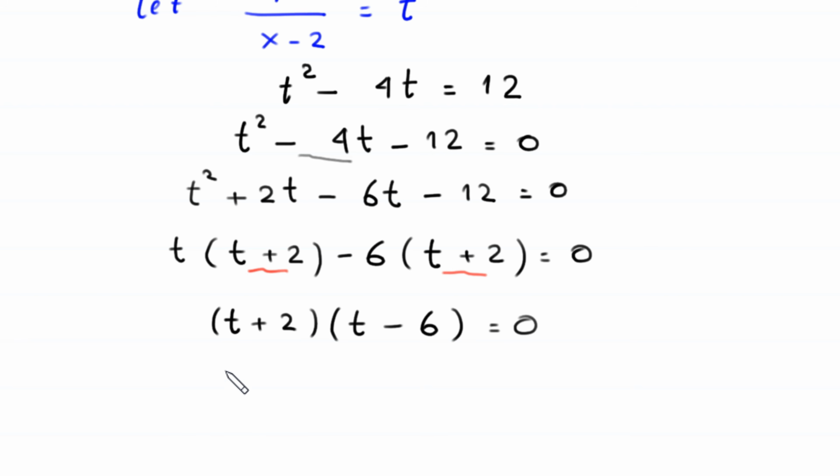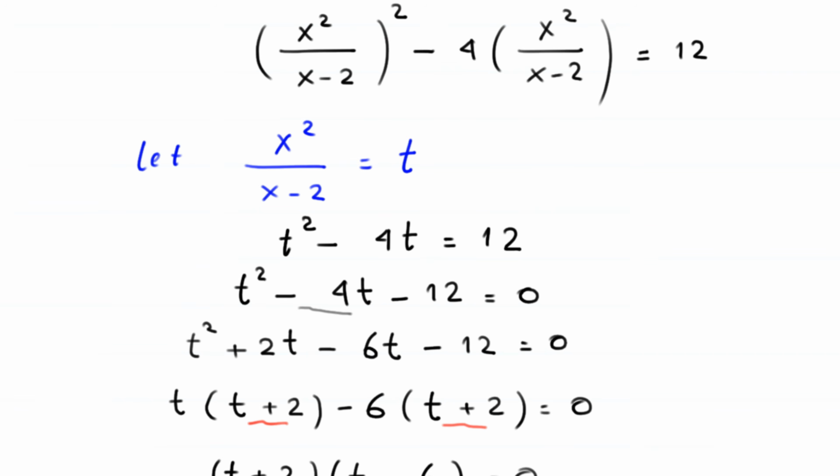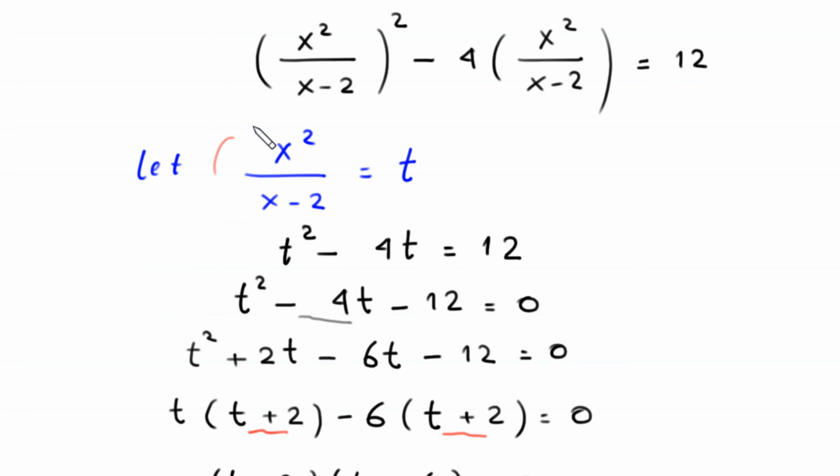From here either this expression t + 2 equal to 0 or this expression t - 6 equal to 0. From this equation we get the value of t equal to negative 2, and from this equation we get the value of t equal to 6. Now recall that we have supposed that x² over (x - 2) equal to t.